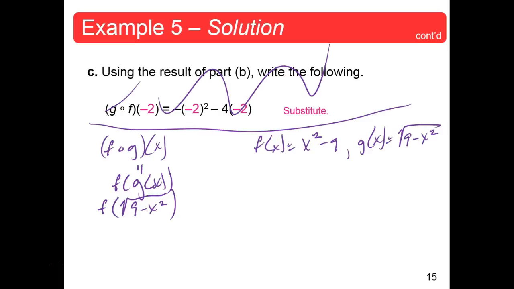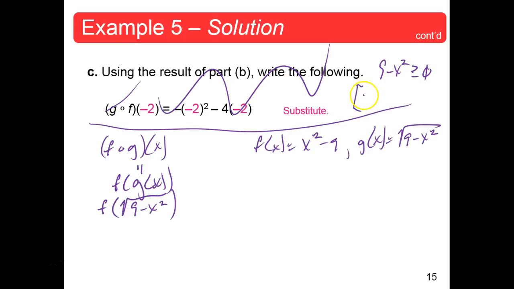What's inside there has to be non-negative, okay? So that means that 9 minus x squared has to be greater than or equal to 0. Now, doesn't that look enough like the one we did just a little while ago? What would you guess this domain would be?